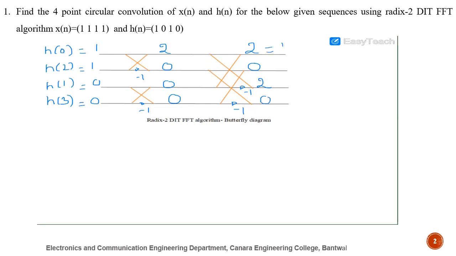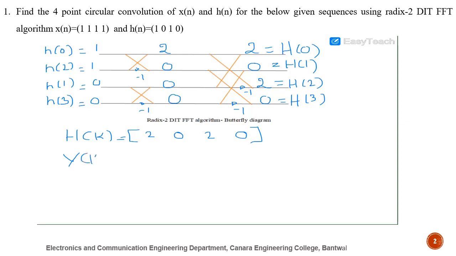So H of 0, H of 1, H of 2, H of 3. There is no decimation at the output side. So we have H of K is equal to 2 0 2 0.